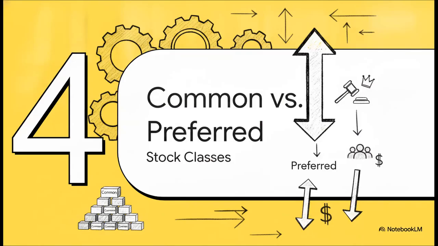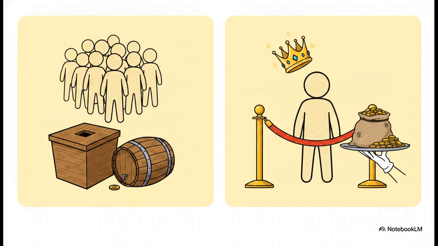All right, Section 4, common versus preferred stock. Let's look at the power dynamics. On one side of the ring, we have common stock. This is your baseline ownership.